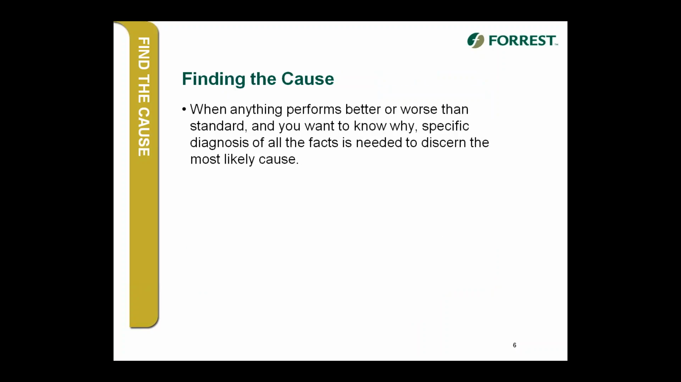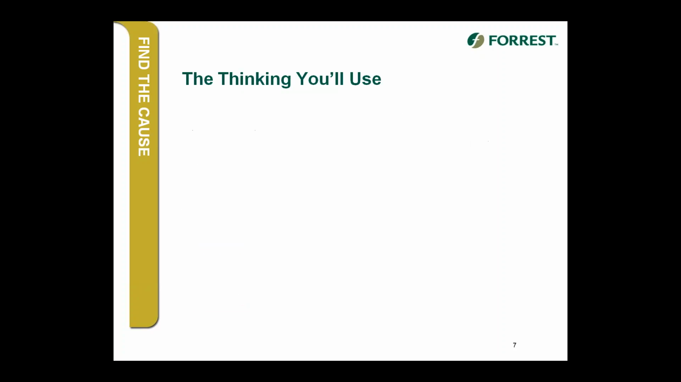Now this, the presentation that I'm going to give you, if you were here for the last one, we're going to go through much the same background. This finding cause is when anything performs better or worse than standard, the standard that you expect or have set, and you want to know why, specifically diagnose all the factors needed in order to discern the most likely cause. And then again, once you've identified the cause, you can make a decision on what you're going to do about it.